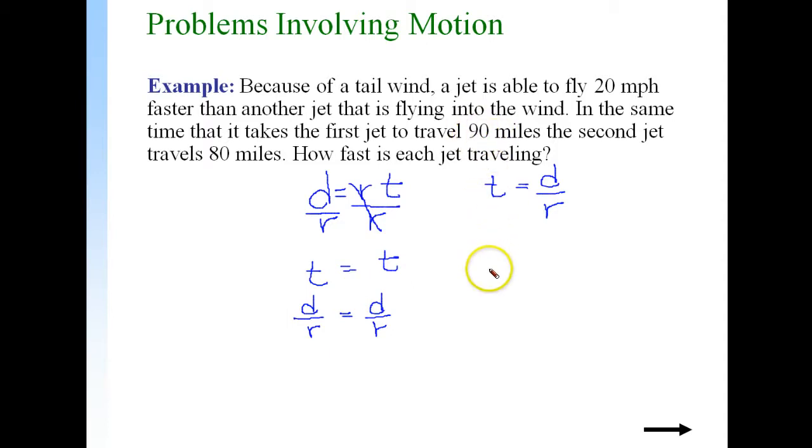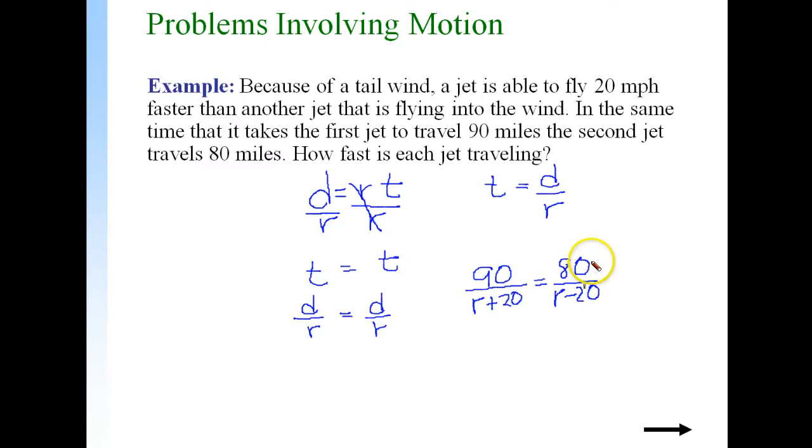So one plane is traveling 90 miles. That would be its distance. Now, we don't know the rate of the plane. That's going to be r. But we know with the help of the wind, it's 20 miles per hour faster. And then the other one flying into the wind is going to be 80 divided by the rate. And what do we do with the wind here? If it's flying into it, it's slowing it down. And there are our two equations.